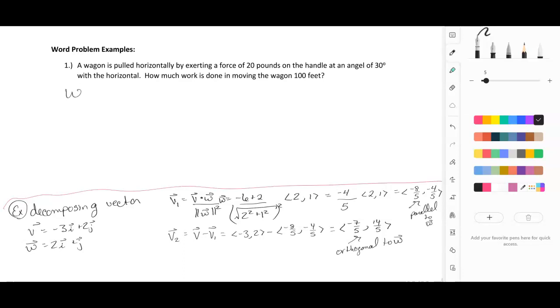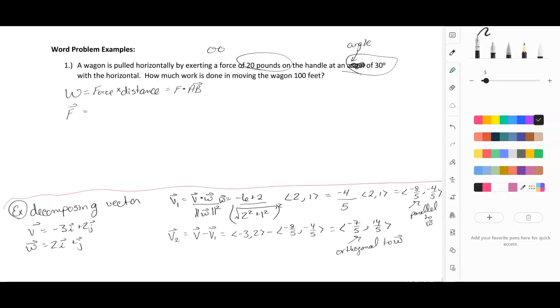So the definition of work is force times distance. So we're going to think about this in terms of a force vector and then a distance vector. I'm going to call it AB. So our force vector, we need to think about that pounds of force being exerted. That's our magnitude. And then the angle. It looks like I misspelled angle here, sorry. Being an angle 30 degrees with the horizontal.